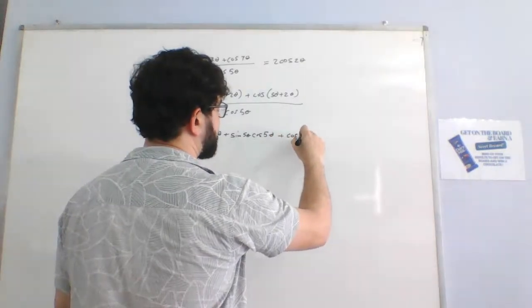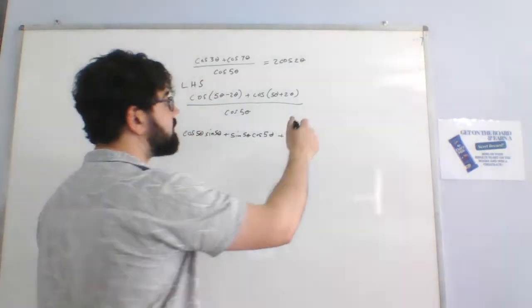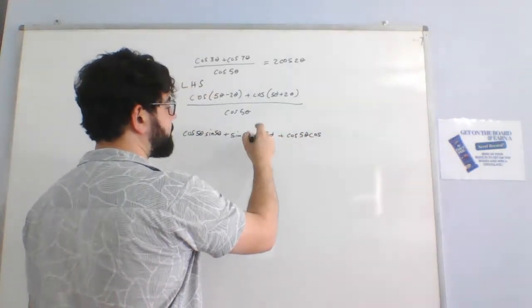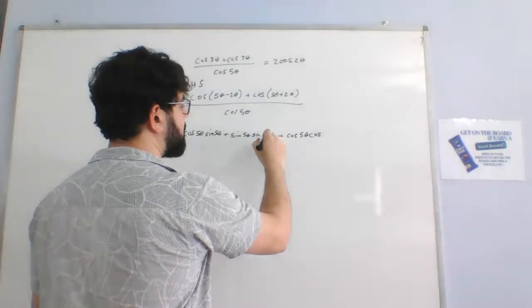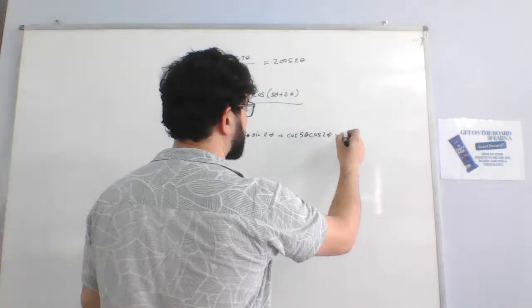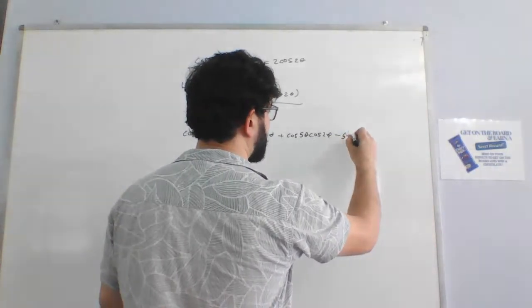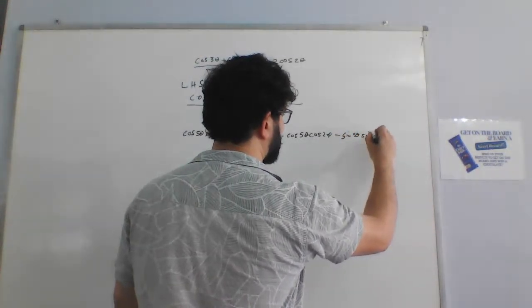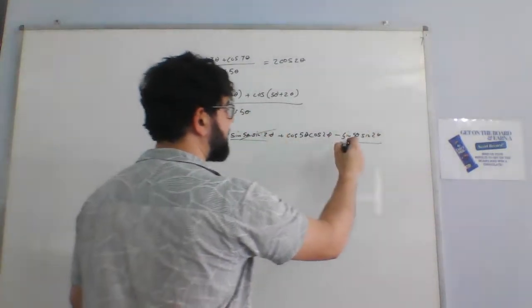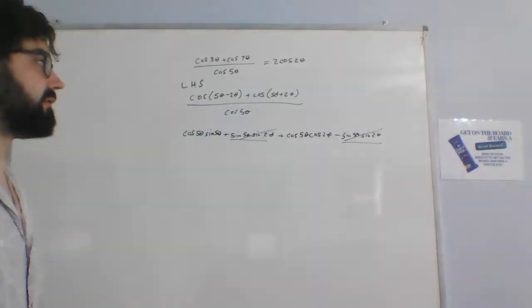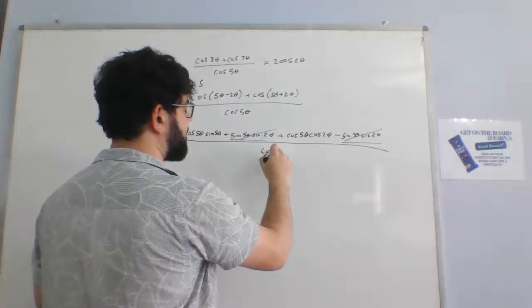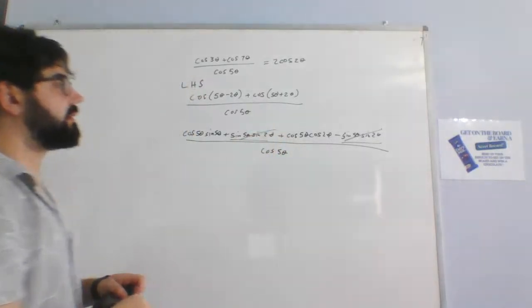Plus cos of 5 theta cos of, sorry, this should be sine. Plus cos of 5 theta cos of 2 theta minus sine of 5 theta sine of 2 theta. Okay, and then these two terms, you'll see they're identical, so they cancel. Sine of 5 theta sine of 2 theta: one's positive, one's negative. All of this is over cos of 5 theta, and we're just going to leave that there for now.